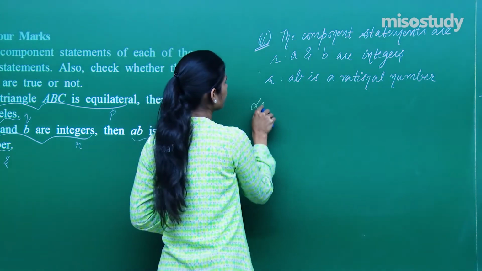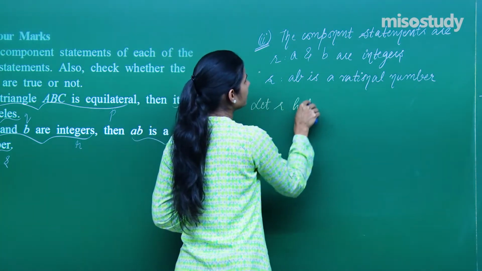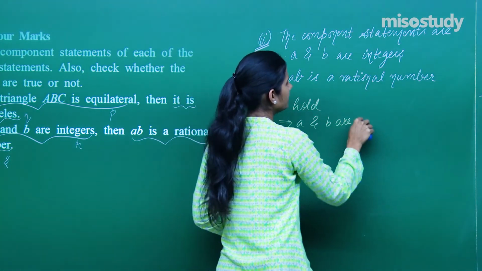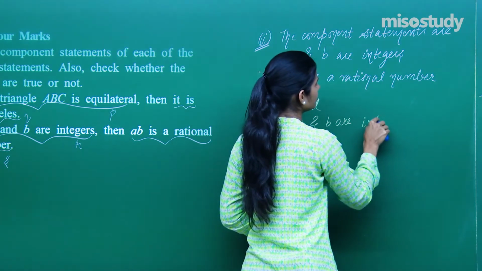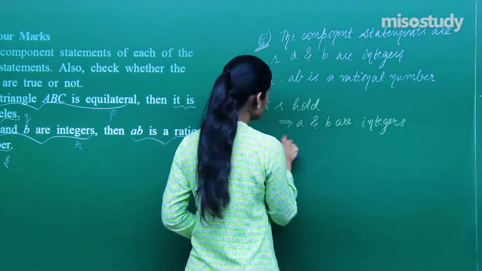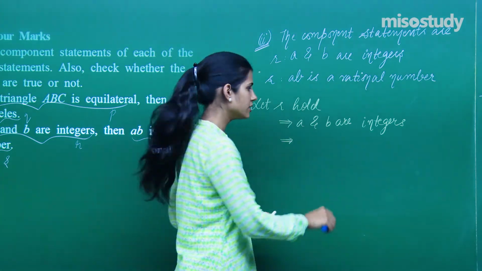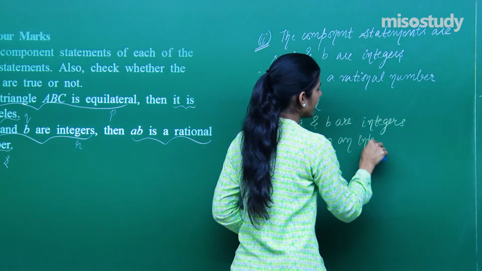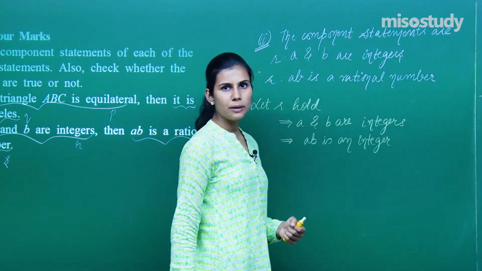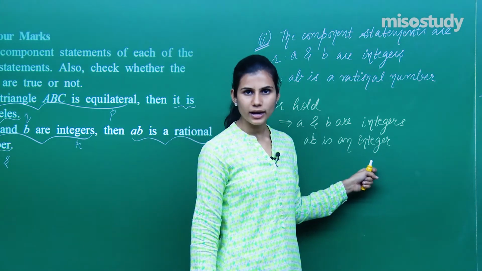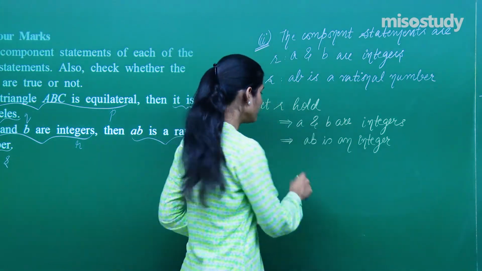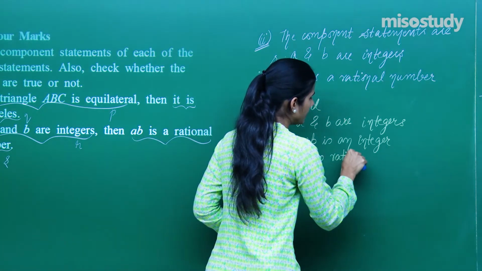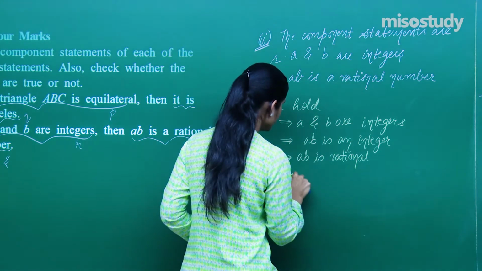So let R hold, that means let R occur. This implies let A and B be integers. If A and B are integers, then when you multiply two integers, you get an integer. This implies AB is an integer. And any integer clearly is obviously a rational number, because you can write an integer as integer upon 1, and that is going to mean it is a rational number. So this implies A into B is rational. But A into B is rational means that S holds.